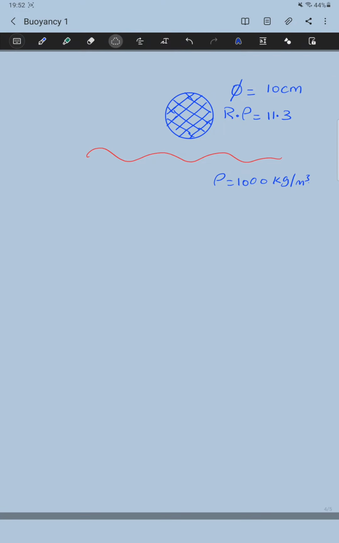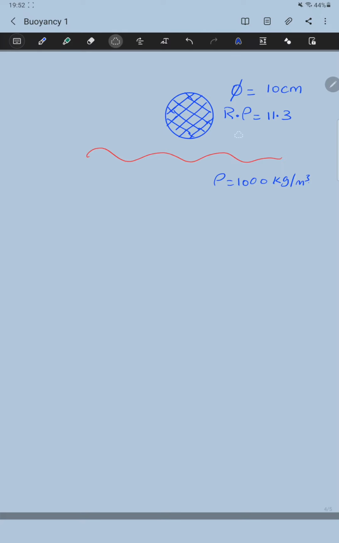My dear people, this is another simple problem that we are going to see. Here, we are given that there is a ball of diameter 10 centimeter and relative density 11.3. What is relative density all about?